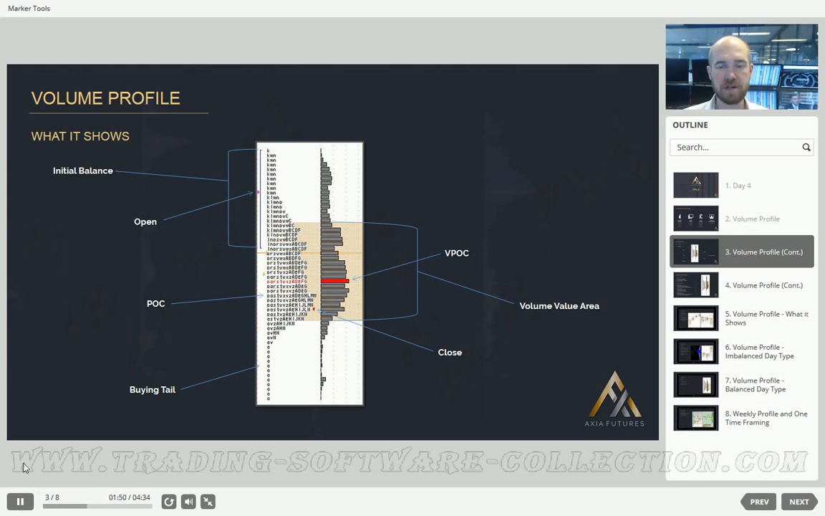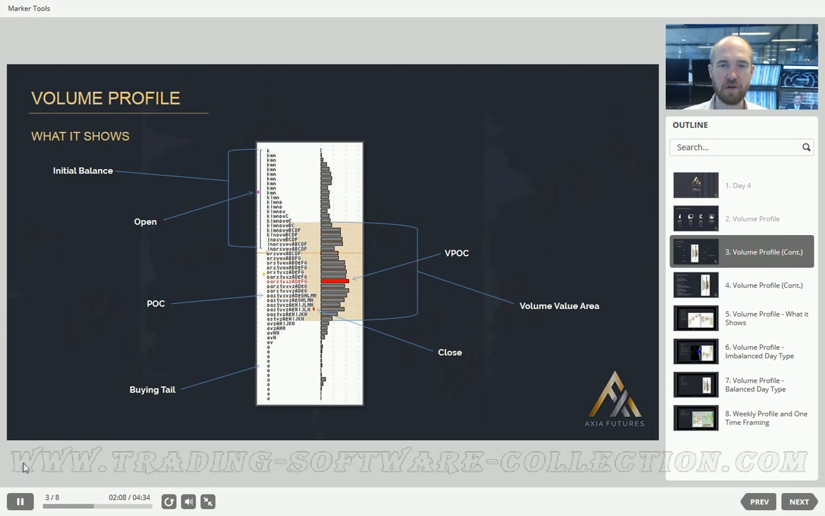So the initial balance is just giving you that indication. The smaller the initial balance, the more likely that value will move away from it. We'll move on to this a little bit later. If you get a large initial balance, then participants have come in very early and established positions very quickly during the day.